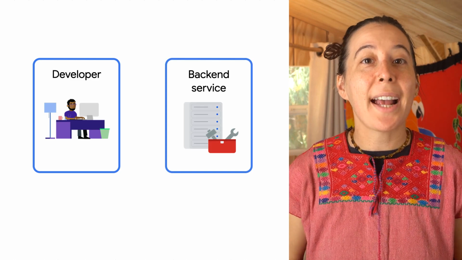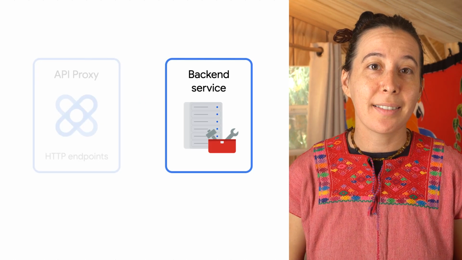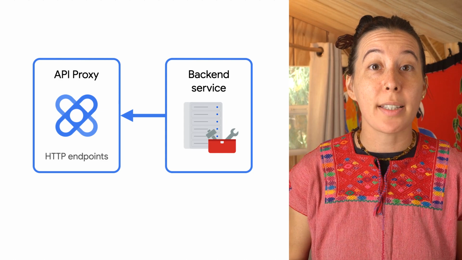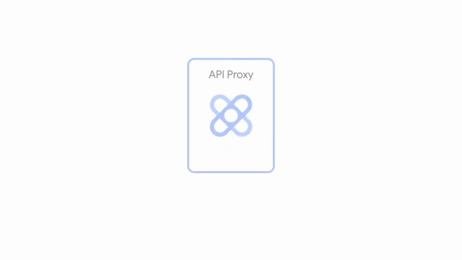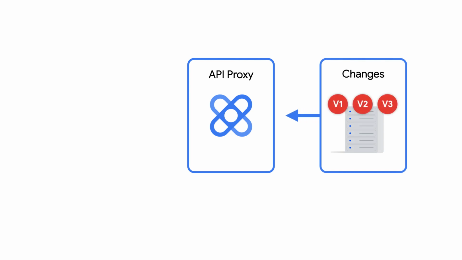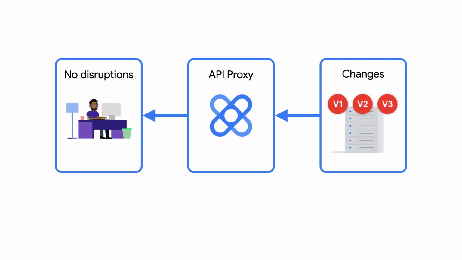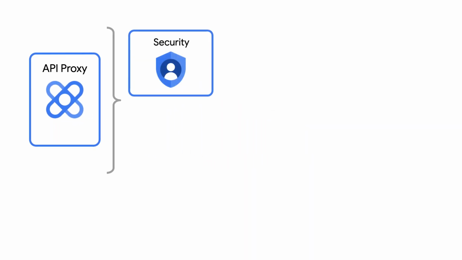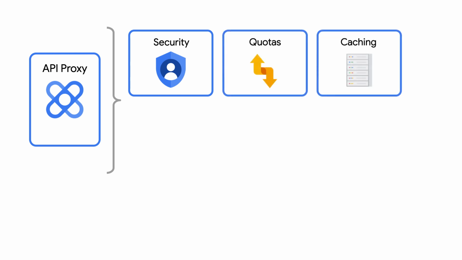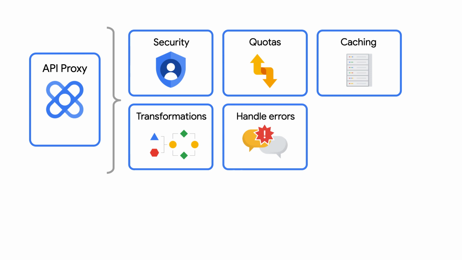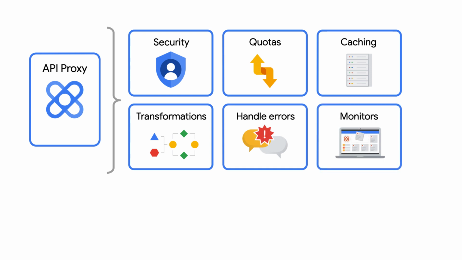Instead of developers accessing your backend services directly, they can be exposed through API proxies on Apigee, which are HTTP endpoints. The proxy manages any code changes on the backend and avoids disruptions for developers until a new version of the API is warranted. An API proxy enables you to apply security features, enforce access limits and quotas, provide caching, create transformations, and handle errors. It also lets you perform monitoring and create analytic reports.